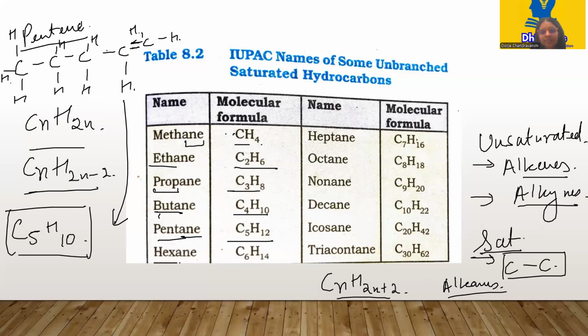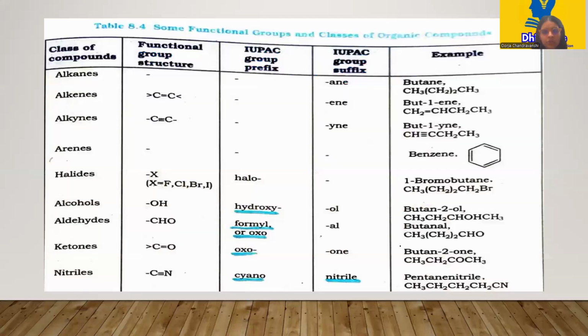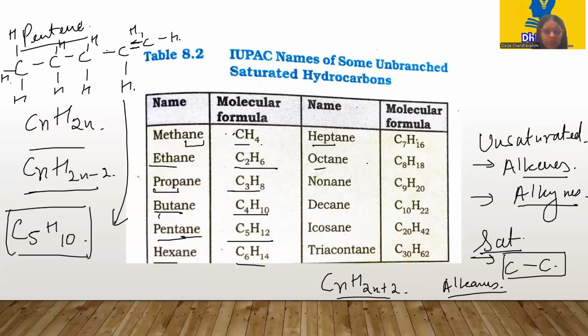Moving on, hex is for 6 carbon, hept for 7, oct for 8, and so on. Coming to the next part. Before that, first we'll see some rules of unbranched nomenclature.